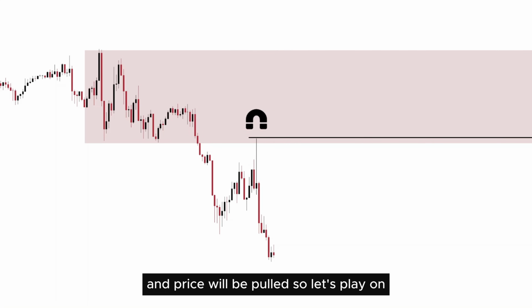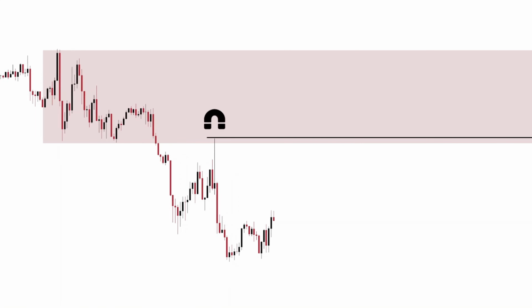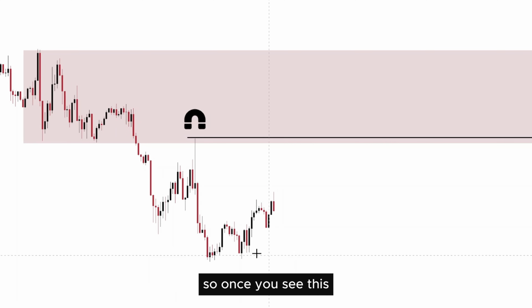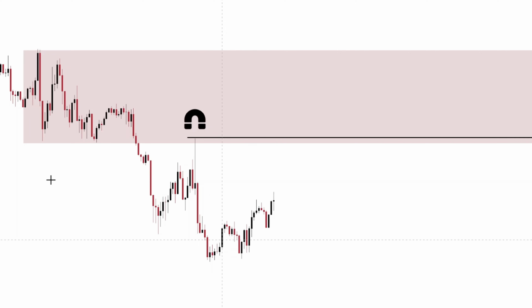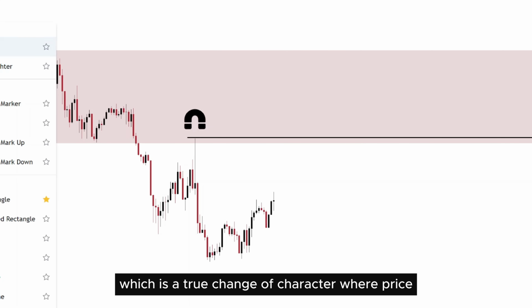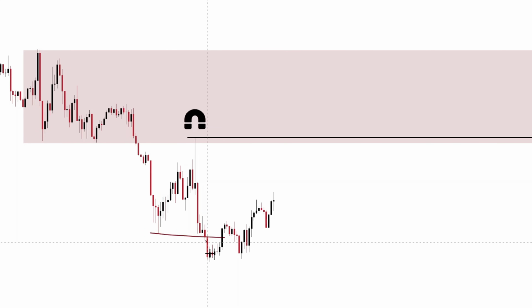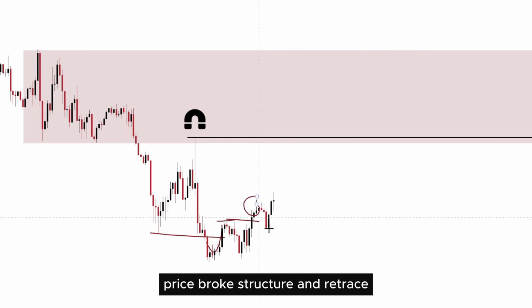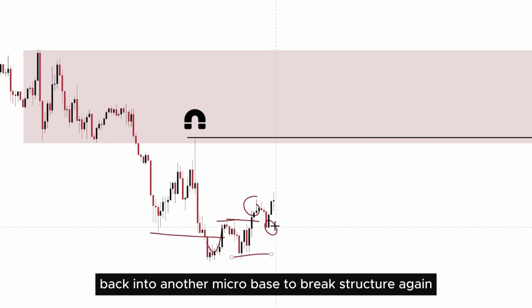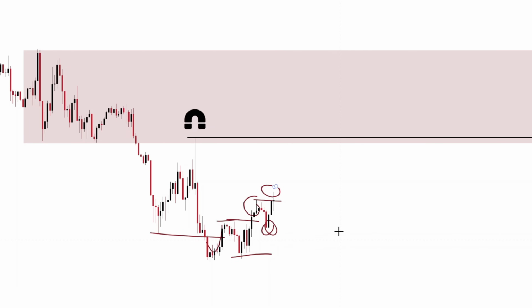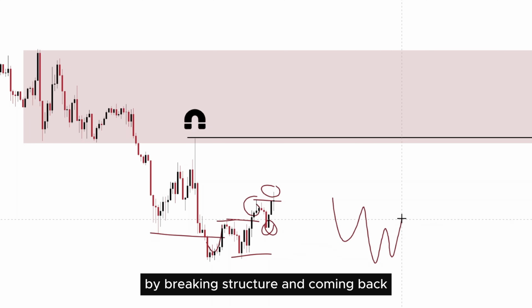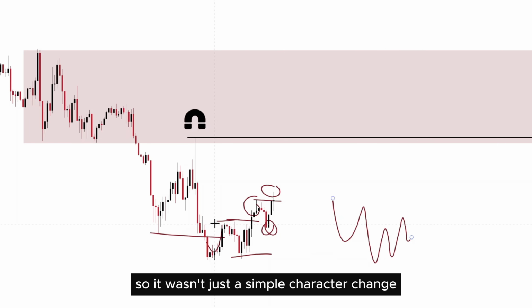So let's play on. So once you see this, which is a true change of character, where price made a new microstructure, that means there was a time frame shift here. Price broke structure and retraced back into another micro base to break structure again. So again, what happened? There was a previous structure, price came down and started a micro structure by breaking structure and coming back.